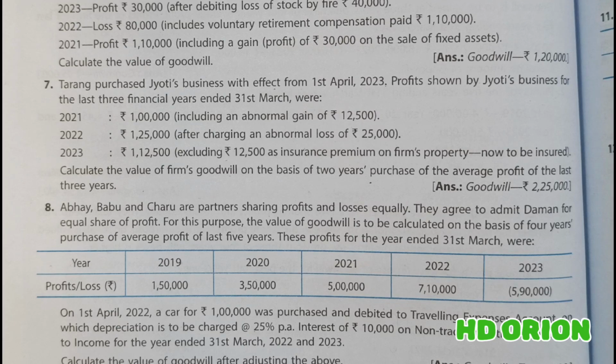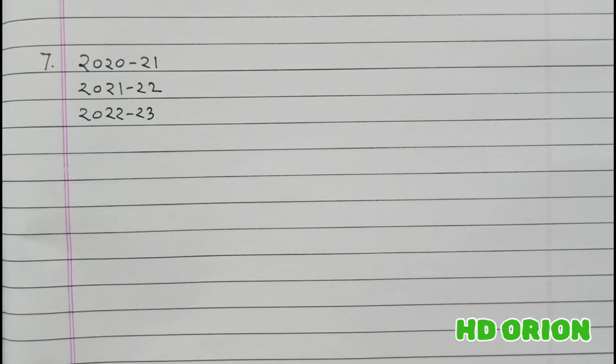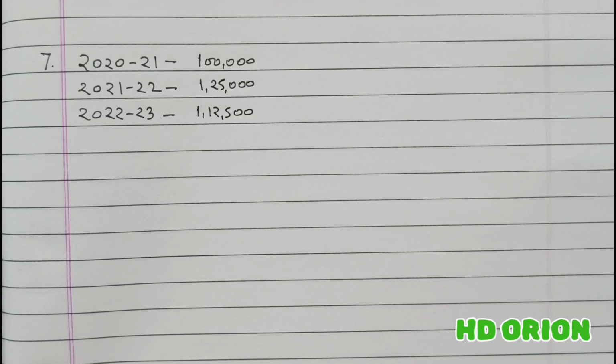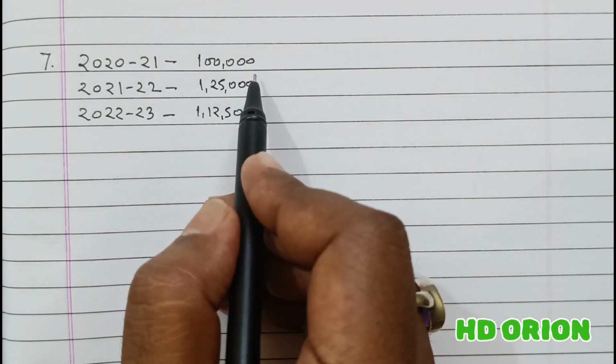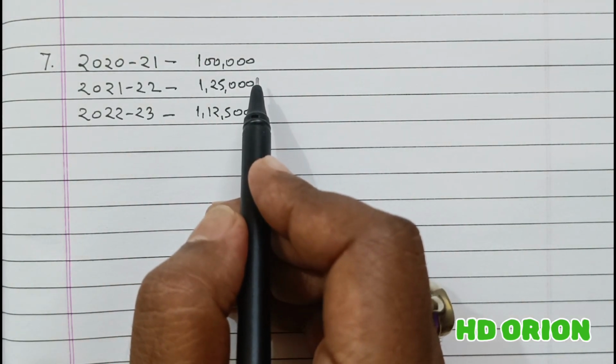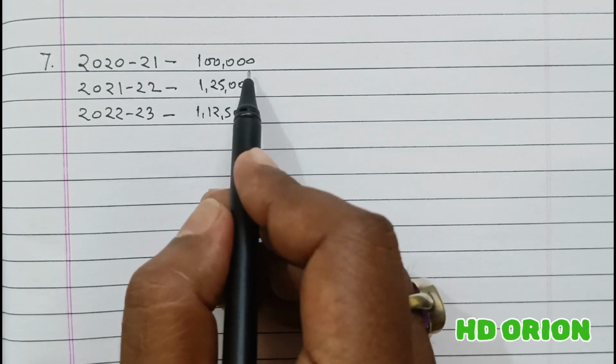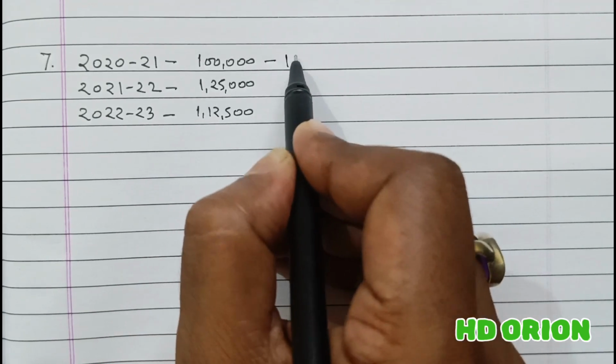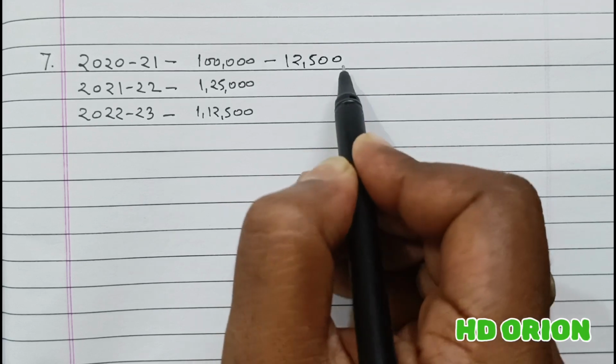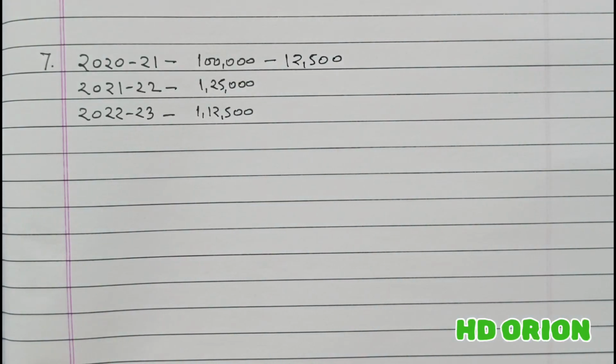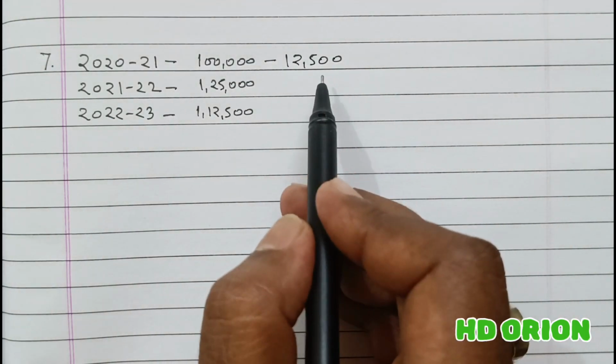Let us see the solution. So solution 7 we will see. 3 years profits are given, but these profits carry some abnormalities. So in the first year, the abnormality is, in this year particular, abnormal gain of rupees 12,500 is also added here. So we will eliminate this abnormal gain, because it will not happen every year regularly. So abnormal gain is eliminated.